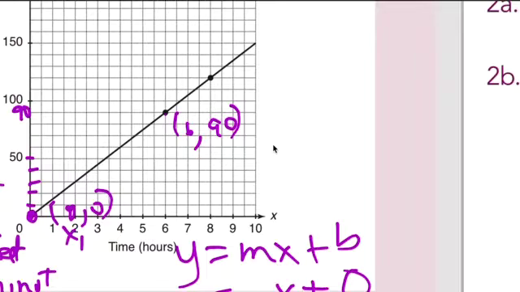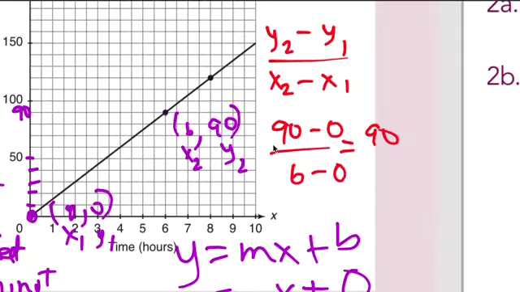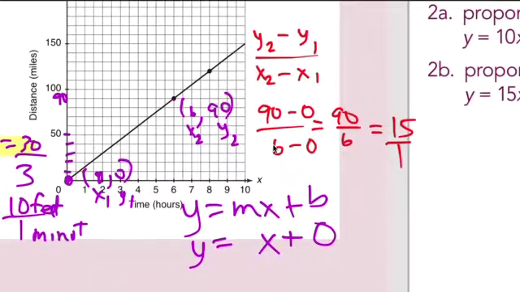So this is your x sub 1, y sub 1, x sub 2, y sub 2. Okay, so y sub 2 minus y sub 1 over x sub 2 minus x sub 1. So 90 minus 0 is 90. 6 minus 0 is 6. 6 into 90 is 15. So your unit rate is 15 miles for every hour.